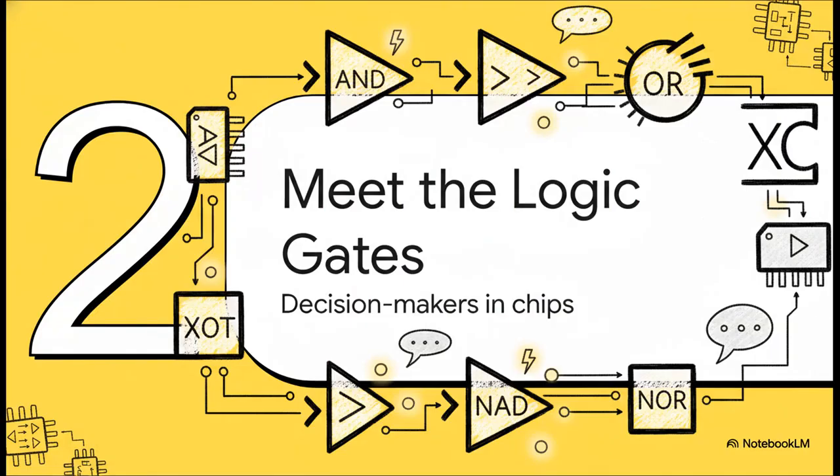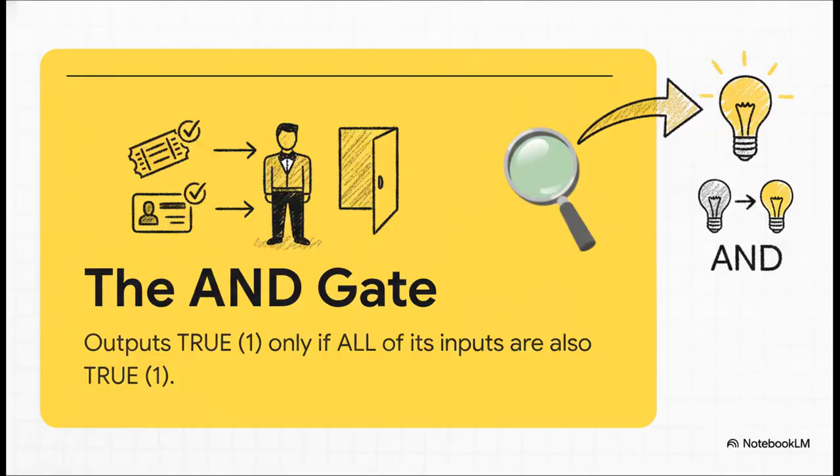Okay, so if Boolean algebra is the language, then who's doing the talking? Well, let's meet the physical decision makers. These are called logic gates, and they're the teeny tiny electronic circuits that are actually performing these logical operations inside every single microchip.